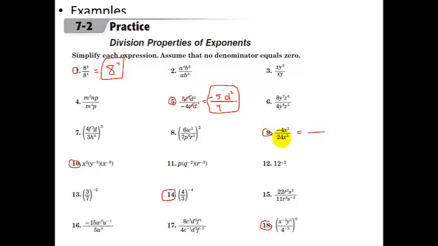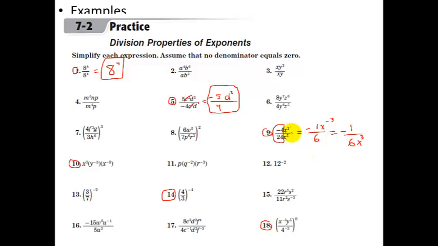Negative 4 divided by 24. Again, we do our numbers first. 4 over 24 reduces to negative 1/6. X squared over x to the, I think that's a 5. Okay, so there's two ways we could go here. We could use the division rule by saying x squared over x to the 5th is x to the negative third, and then negative 1 over 6. Because it has a negative exponent, we can move it to the denominator where it belongs with a positive exponent.